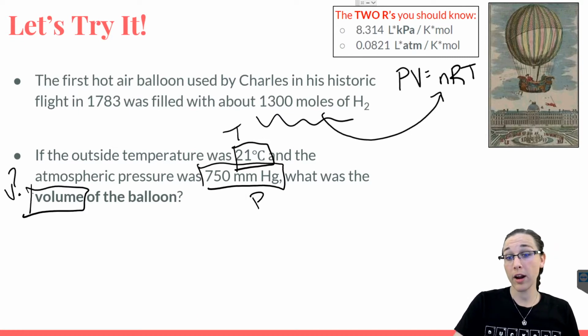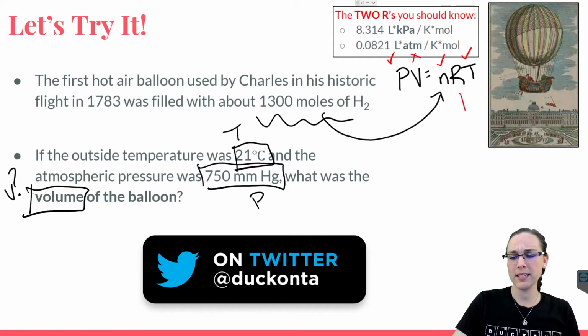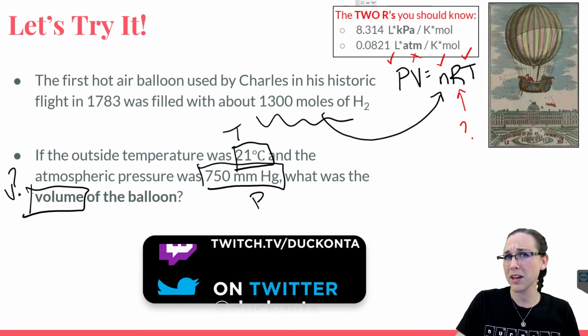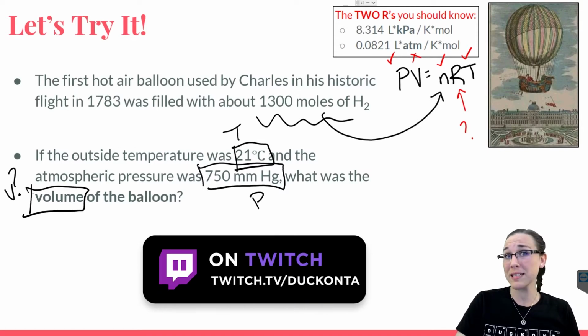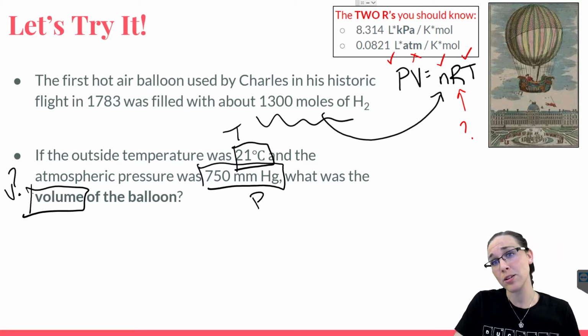So hopefully right off the bat, you're noticing that we have n, we have T, we have P, we're solving for V, but what is this R thing? What are we going to plug in for R? We can only have one missing variable in order to solve an equation like this. We have many different numbers for R.